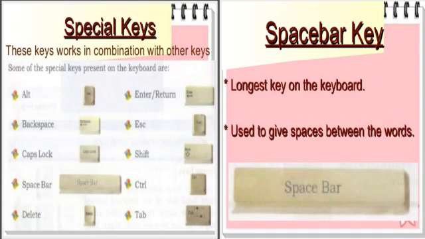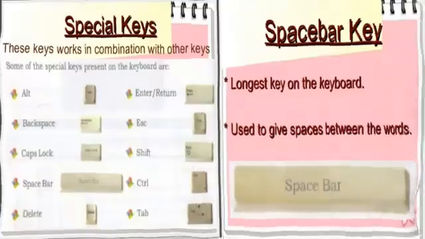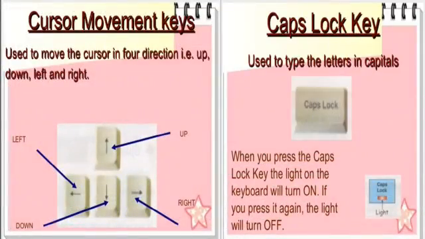First, spacebar key, the longest key on the keyboard, used to give spaces between the words. Second, cursor key, used to move the cursor in 4 directions, that is up, down, left and right.